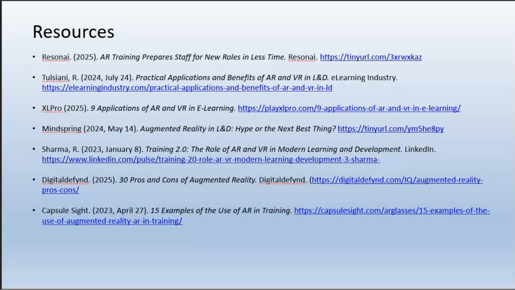AR is transforming training and development by creating interactive learning experiences. It enhances practice skills, and you can practice skills in realistic environments without real-world risk. When implemented correctly, this can bridge the gap between theory and application more effectively than traditional methods. It continues to evolve, and AR will play an increasingly vital role in delivering innovative, efficient, and impactful training solutions.